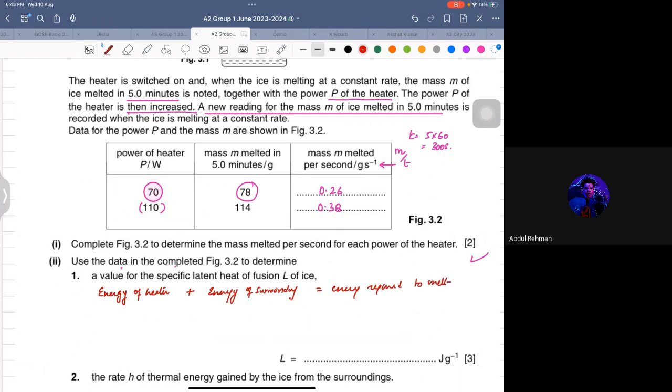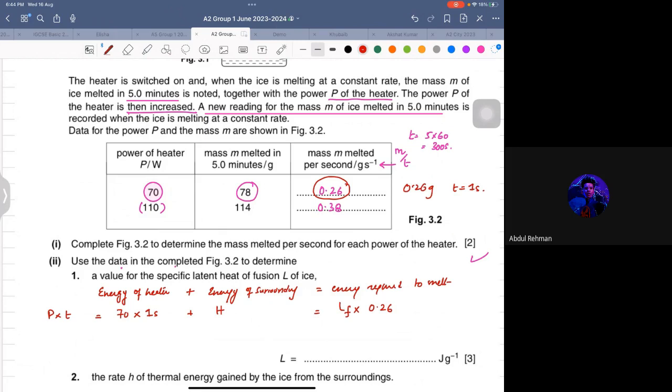So what is the energy equation? We have only this much. This means that basically 0.26 grams melted in a time of 1 second. So power was 70. We're going to multiply it with 1 second to convert it into energy. What am I doing? I'm doing power into time. Then the surroundings was H. Let's keep it as a symbol. And the other one will be latent heat of fusion times the mass melted in 1 second, 0.26. Do you guys understand this?